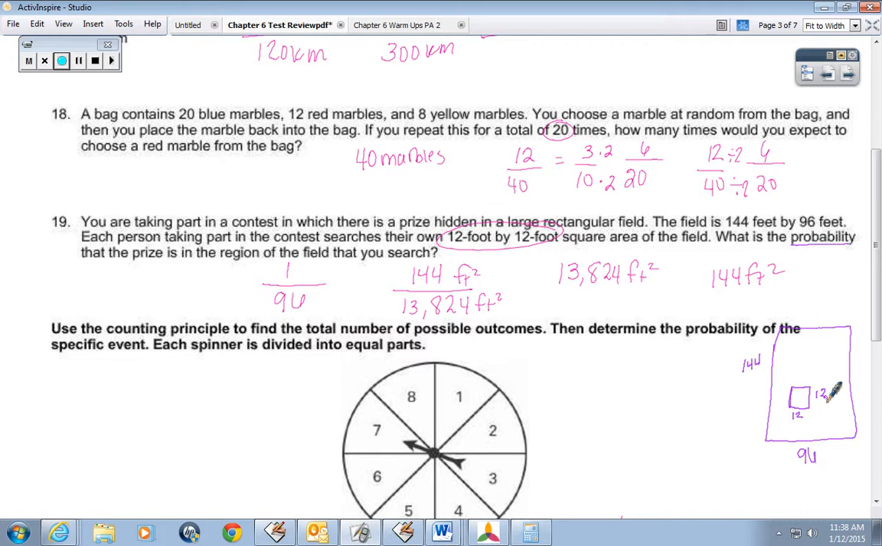Well, first of all, you've got to figure out what's the total area being searched. I just did 144 times 96, and there's 13,824 square feet being searched. You are only searching 12 by 12, which is 144. So you put 144, which is what you're searching, over the top of 13,824, and you reduce. And when you reduce, you end up getting 1 over 96. So the chances that you're going to find this are 1 out of 96. Not that great of odds.